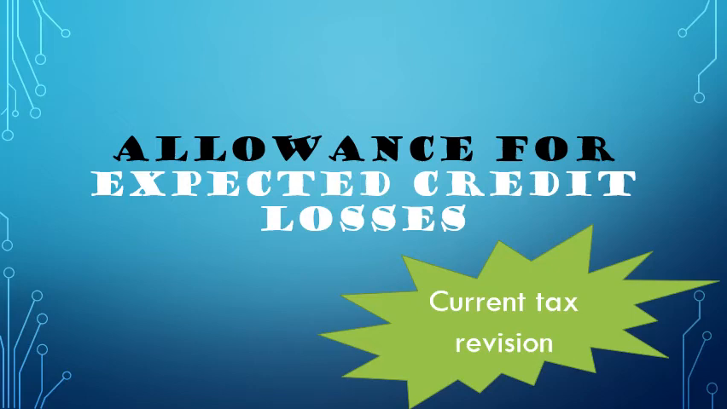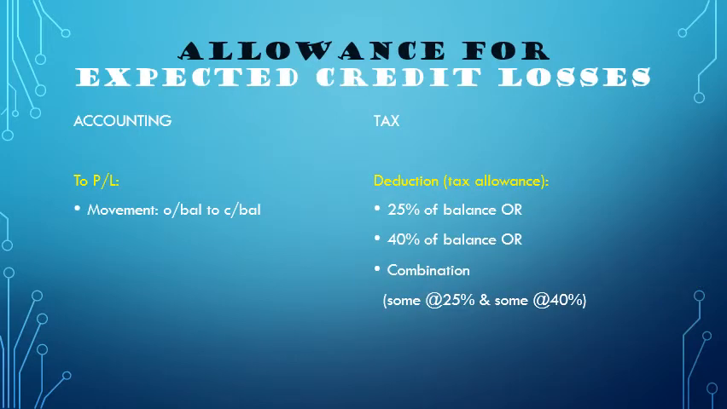Current tax revision: the effect of allowance for expected credit losses. The difference between the accounting and the tax treatment is that for accounting purposes, we will take the movement between the opening and the closing balance to profit or loss, whereas for tax purposes, we get a deduction on the SFP balance of the allowance for expected credit losses.